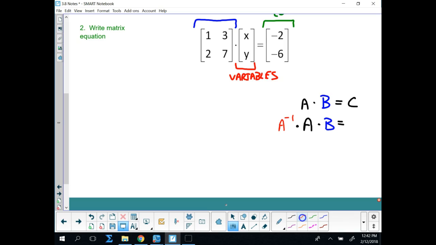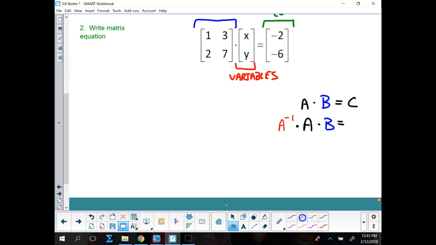Right? Because that would get rid of matrix A. Multiplying by an inverse gets rid of it. It makes it become the identity, and the identity times matrix B is just going to be matrix B. But in order to do that, I have to multiply on the left by the inverse of A. Does it matter if I multiply on the right? Yeah, it does. It matters.